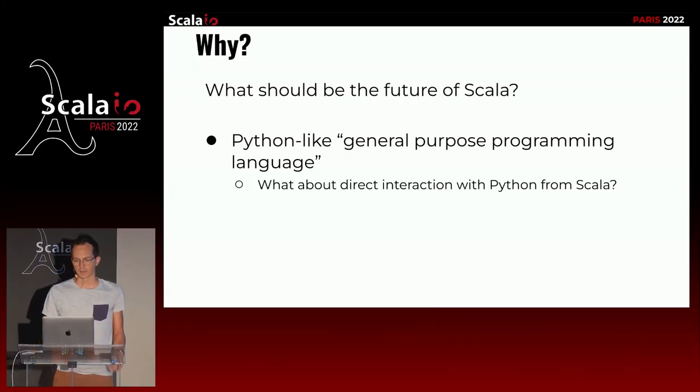So before I dive a bit deeper in this topic, we can wonder why we want Python support in Scala. And I think to answer that question, we need to have a broader look at things and wonder about what should be the future of Scala, the language. And one direction that emerged in the recent years is maybe we should make Scala become some kind of Python-like general-purpose programming language, rather than being some kind of Java++, that Scala has been when it started. And so a question that naturally arises if Scala is to go into that direction is what about directly using Python libraries from Scala code? And that's what I'm going to show you here.